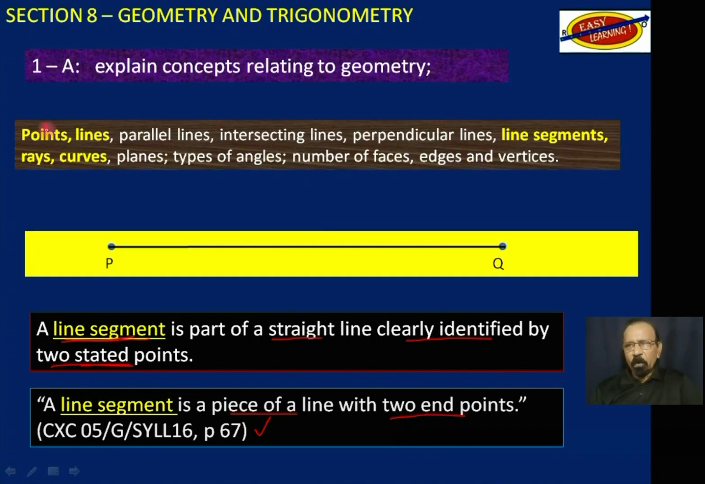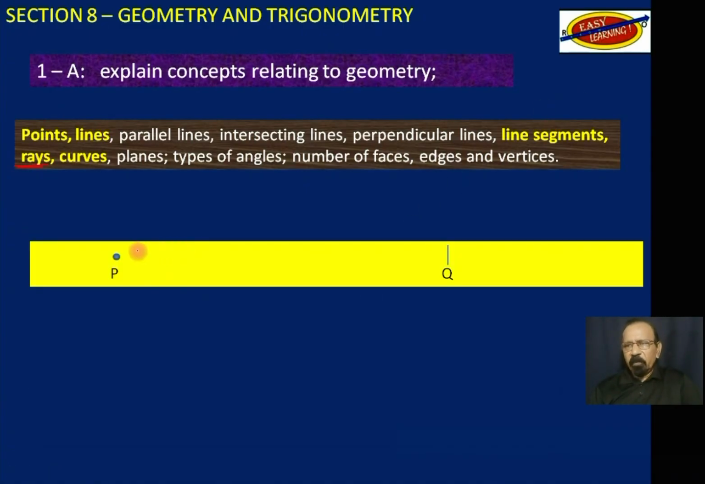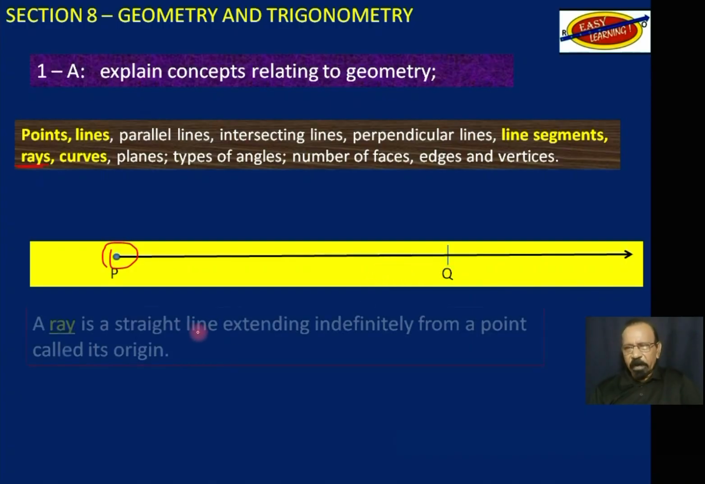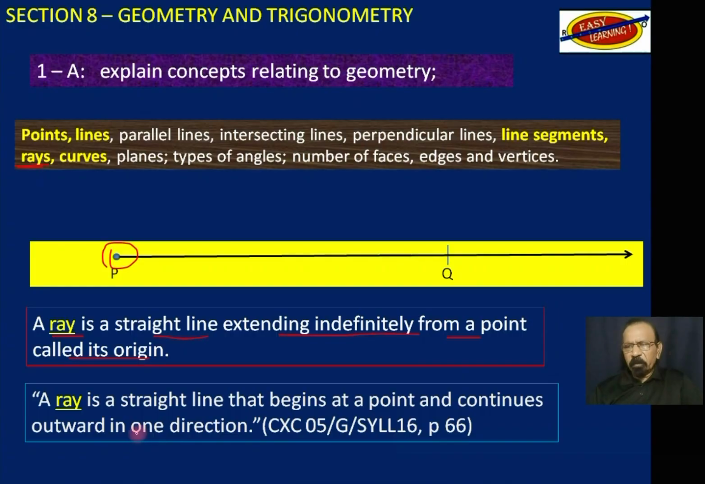So far, we have talked about points, lines, line segments. Now let's talk about rays. If you consider the beginning of part of a line and you extend it outwards to eternity, to infinity, what you have there is a ray. A ray is a straight line extended indefinitely from a point called its origin. So this is a ray, not a line segment. And this is from your syllabus.